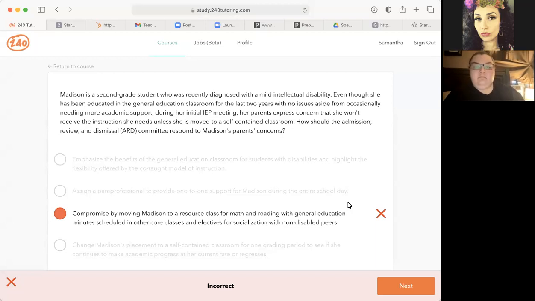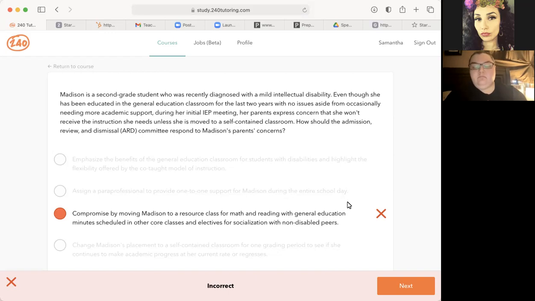Okay, so again, Madison is a second grade student who has recently been diagnosed with a mild intellectual disability. Again, another keyword or phrase. So she was recently diagnosed with mild intellectual disability. Intellectual disability is specific, right?